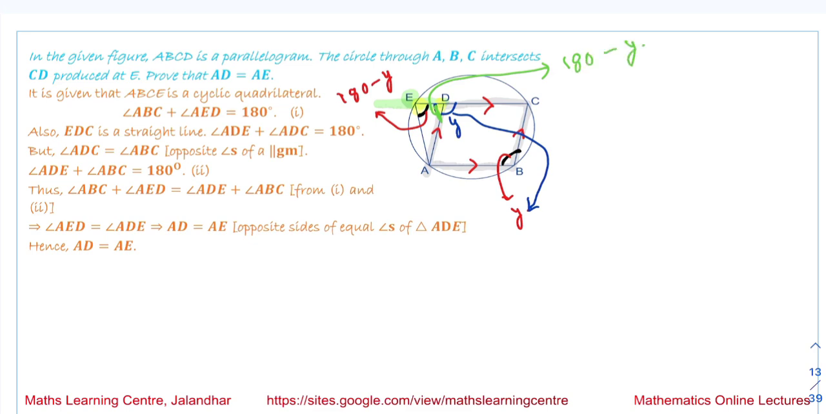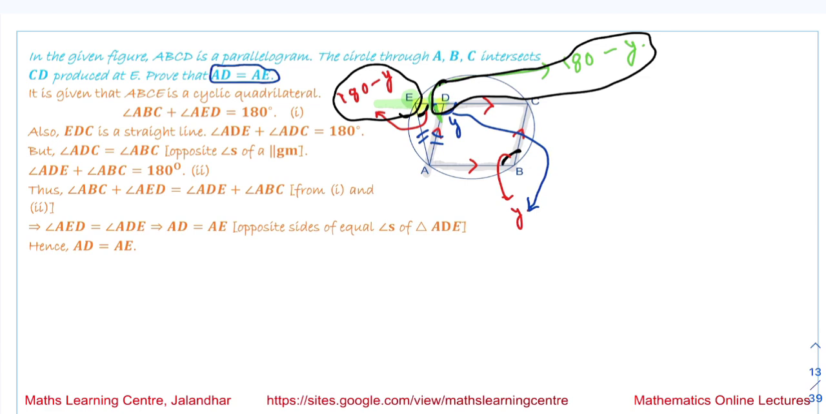So what we have now is that the angle at E and the angle at D, both these angles are 180 degrees minus y, that is, both these angles are equal. So the sides AE and AD are equal in length, and this is what we had to prove, that AD is equal to AE.